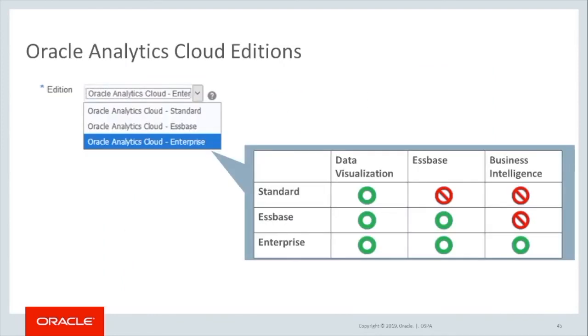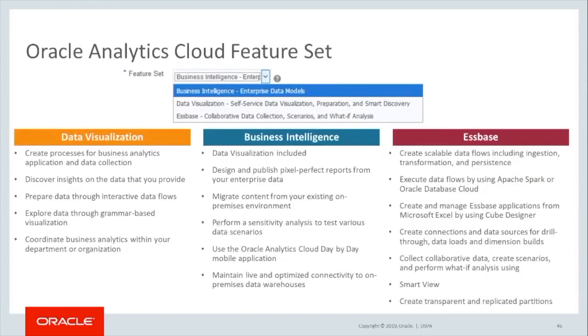When choosing an edition, here are a few things to keep in mind when it comes to feature sets. Standard edition includes just data visualization. Essbase includes both data visualization and Essbase. Enterprise edition includes data visualization, Essbase, and business intelligence. You can see here a highlight of what is included in each feature set.